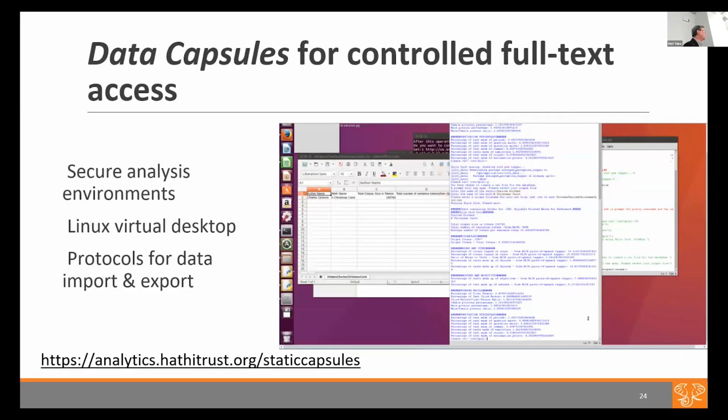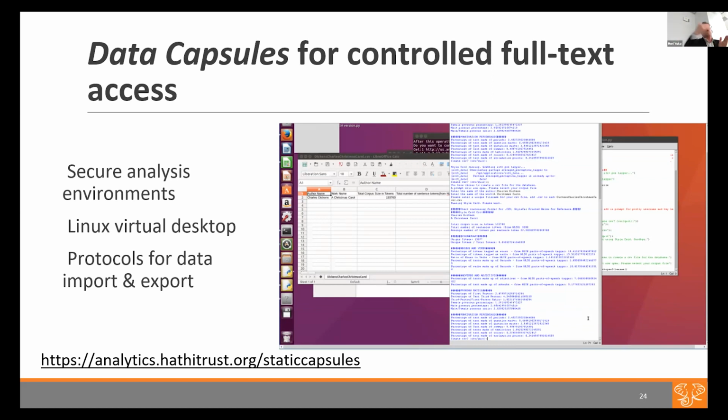So one of the other tricks that we have to give access to this sensitive data, which we cannot share: rather than us giving data to researchers, researchers come to us with their algorithms. They take their algorithms and put them in a special kind of virtual machine called a data capsule. They run their algorithm against the work set that they created. And then we look at the outputs.